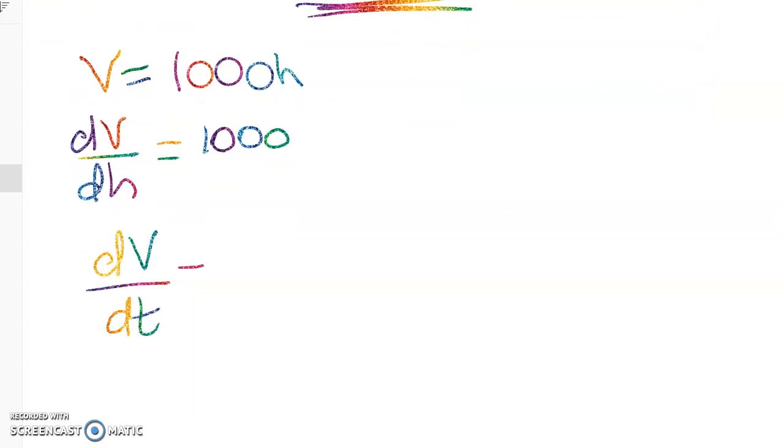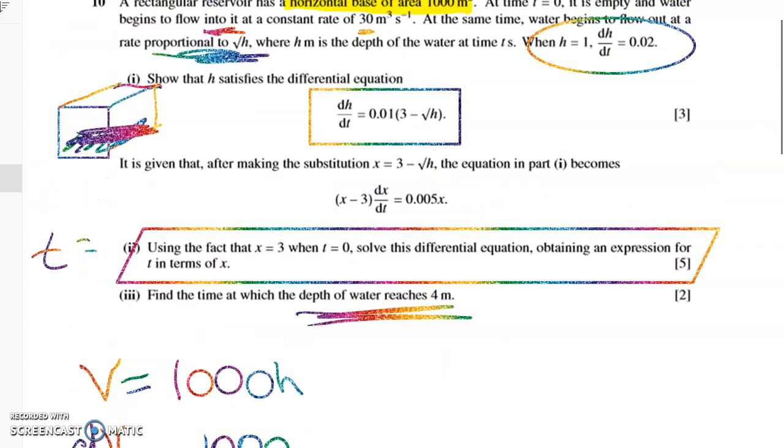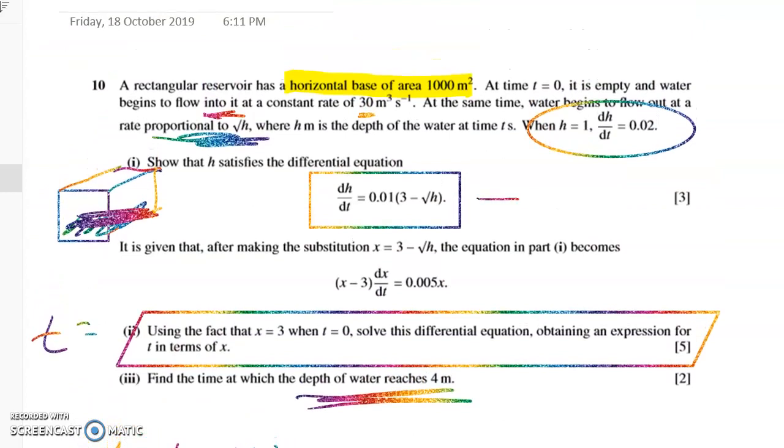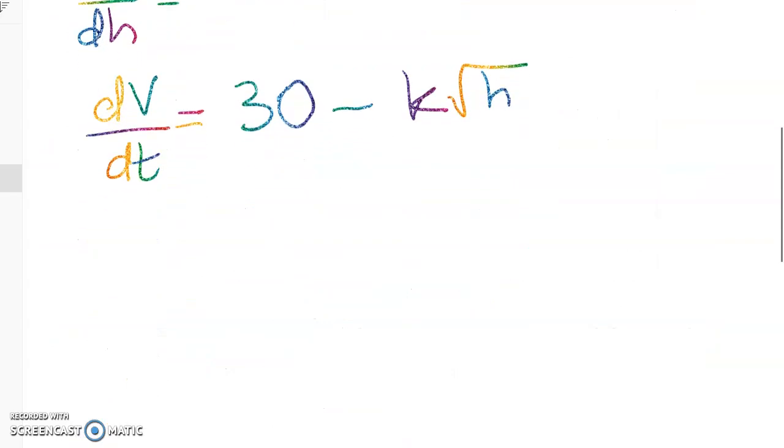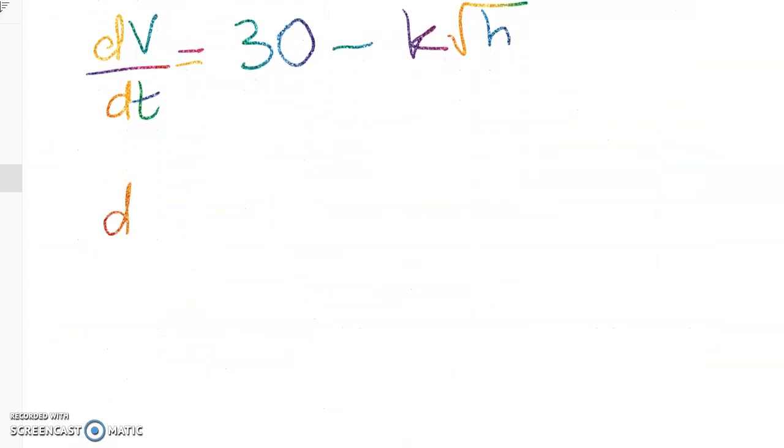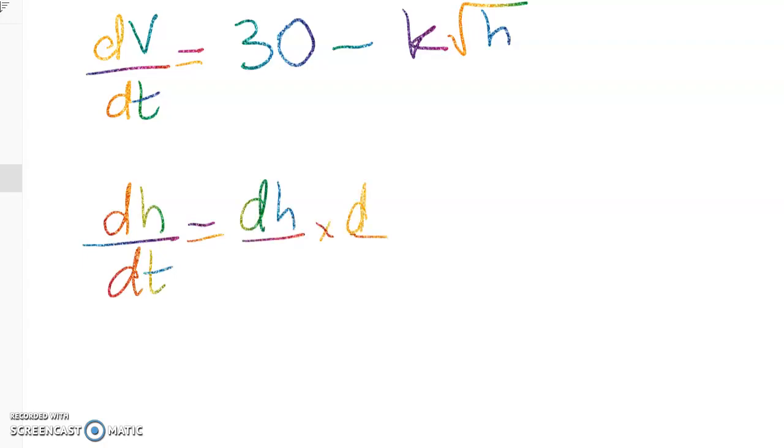And then we can get an expression for dV by dt. So dV by dt has got the water coming in at 30 metres per second, and then it's got water going out at a rate proportional to root h. So it looks like that. What we're asked to find, though, is dh by dt. We want to show that it satisfies this equation here. So what will dh by dt be? Well, we need to use the chain rule. It's going to be dh by d something times d something by dt. And, of course, the missing link in here is volume.